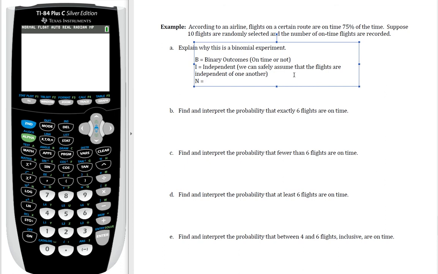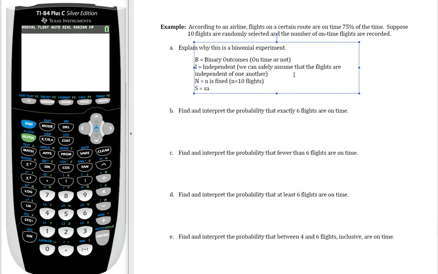The third condition, N, stands for the fact that the number of trials needs to be fixed. So N is fixed. Here it says, suppose 10 flights are randomly selected. That's our N, so N is equal to 10 flights. That means N, the number of trials, is explicitly fixed at the beginning of the experiment. We're not just going to haphazardly go around until we get a certain value.